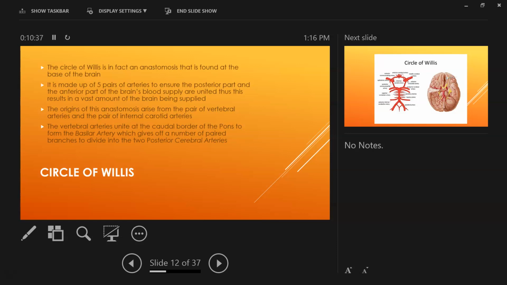So this circle of Willis is an anastomosis that is found in the base of the brain. It is made up of 5 pairs of arteries to ensure that the posterior part and the anterior part of the brain's blood supply are united, thus results in a vast amount of the brain being supplied. It also does ensure that if one of these becomes occluded, that blood supply could move in from another area of the anastomosis. The origins of this anastomosis arise from the pair of vertebral arteries.